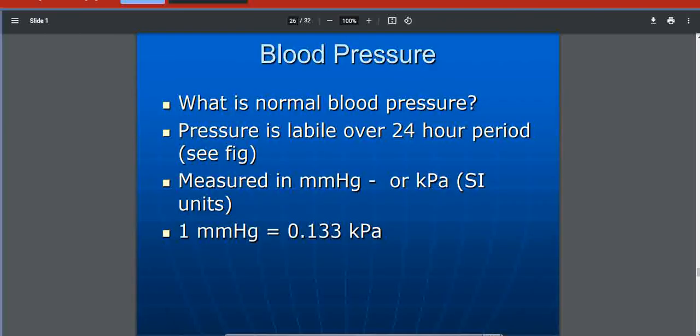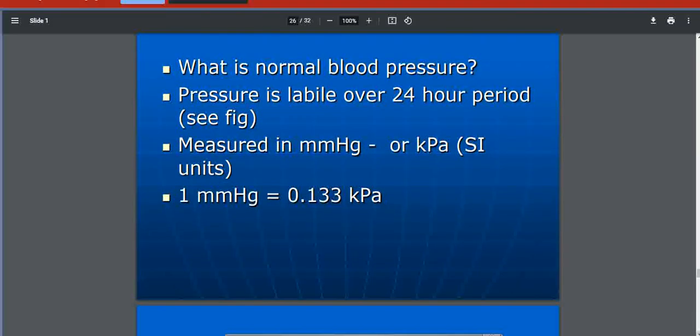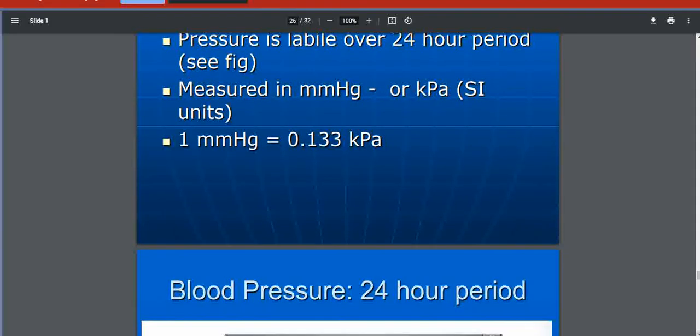So blood pressure, what is normal blood pressure? Pressure is labile over a 24-hour period. When I say it is labile, I mean it normally changes over a 24-hour period, and we measure it in millimeters of mercury or in kilopascals as the standard unit of measurement.